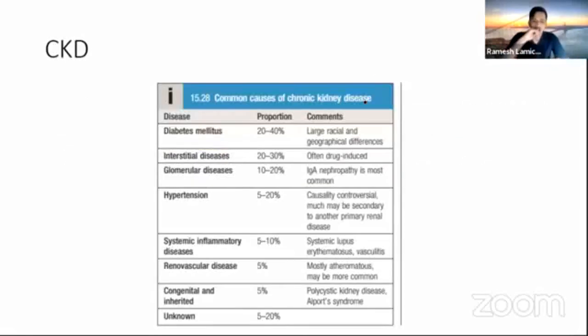So in chronic kidney disease, one question asked is about the cause: what are the common causes, tell me the five important causes of chronic kidney disease. One is diabetes mellitus, second is interstitial diseases. Okay. Third is glomerular disease, such as IgA nephropathy, that is glomerulonephritis. Fourth, hypertension. Fifth, systemic inflammatory disease, like SLE. These are causes of chronic kidney disease.